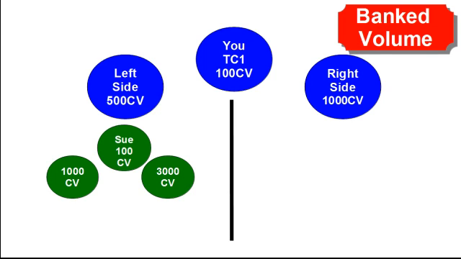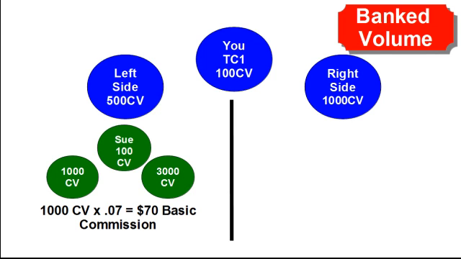This means that Sue's left side is her weak leg with 1000 CV. At 7%, Sue would earn a $70 basic commission. If you're Sue's sponsor, then you would earn a mega match on Sue's basic commission, a dollar-for-dollar match, which in this case would be $70. Now, Sue could be on either your left side or your right side. It doesn't matter. As long as you're both qualified with the proper auto ship on your Tracking Center 1, when Sue earns a basic commission, you mega match her basic commission dollar for dollar.